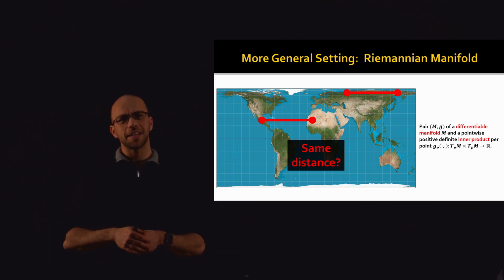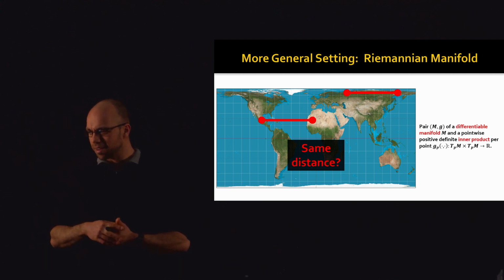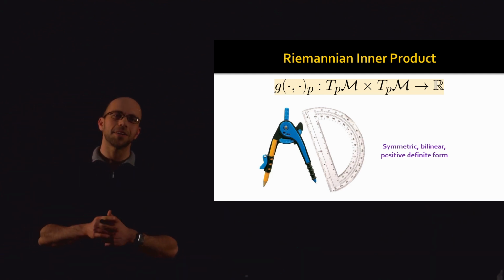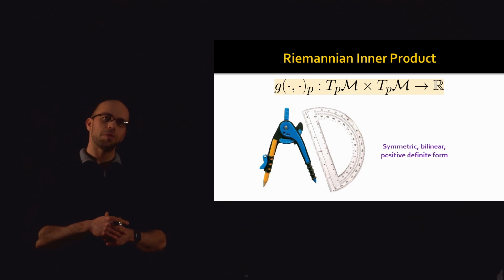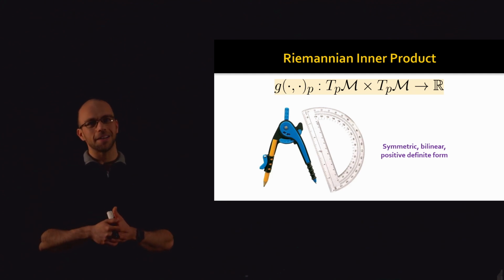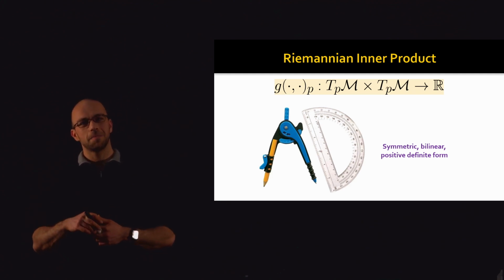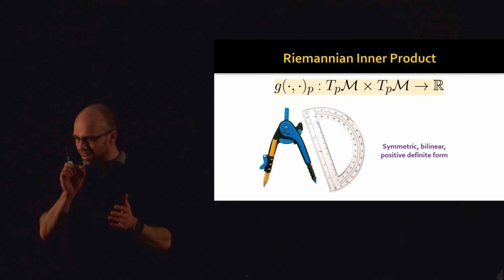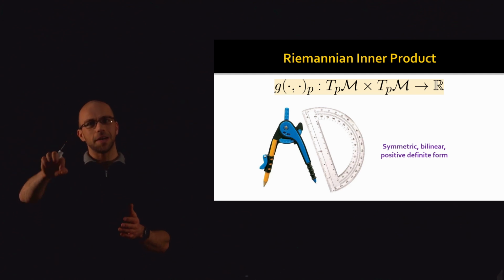And that's essentially captured by this inner product G, right? So the Riemannian inner product is a function at every point P that takes in two tangent vectors and outputs a real number. It's symmetric and bilinear, basically a positive definite form here. And again, the way I should think about it is just that at every point, it gives you a different way to measure angles and lengths.